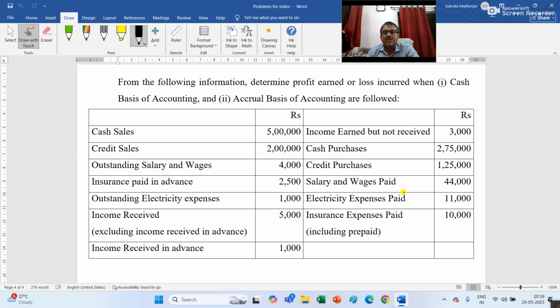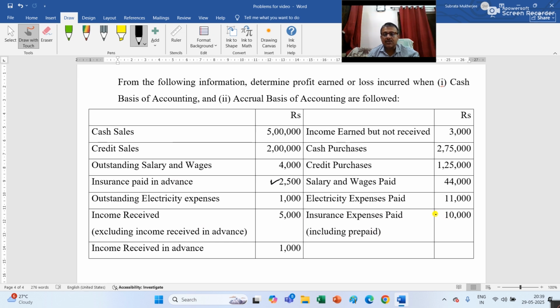Regarding the salary and wages paid, salary and wages account debit to cash. This will get reflected in both the basis of accounting. Then you have the electricity expense paid. So electricity expense account debit to cash and insurance expense paid. Now this includes prepaid insurance. So you have a prepaid insurance of rupees 2,500.